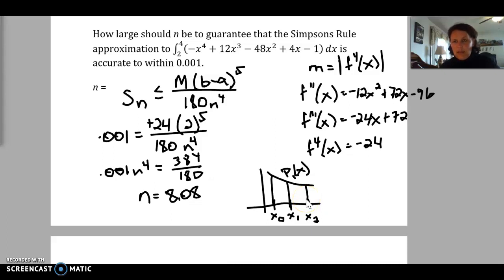Now, we haven't run into that problem up until now, so we need more, just a little bit more than 8 subintervals. So we have to round up, but we can't round to 9 because that's an odd number. So we need to round up to 10. So final answer for this one is going to be 10. If we have 10 subintervals, then we will be accurate to within 0.001. And that's all we have for 3.6.